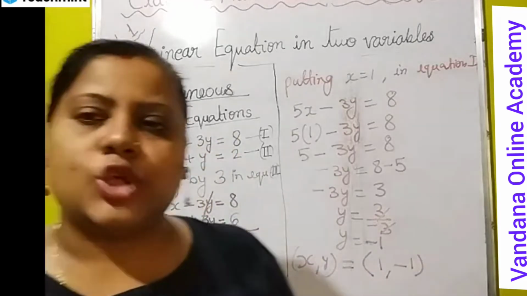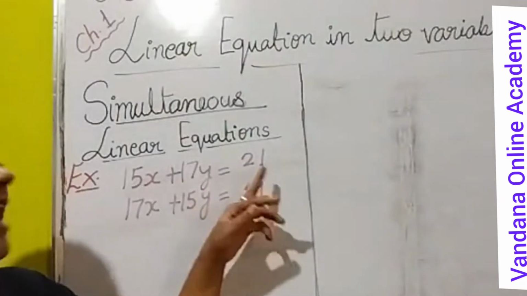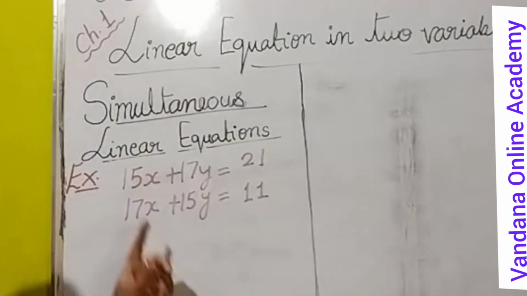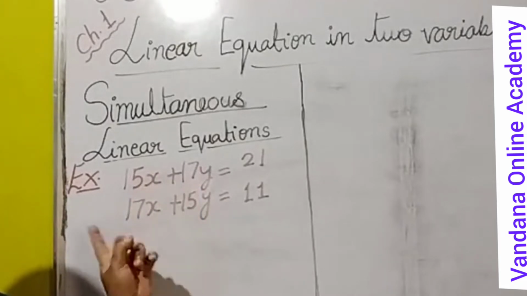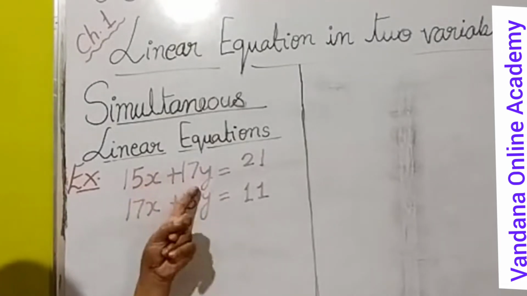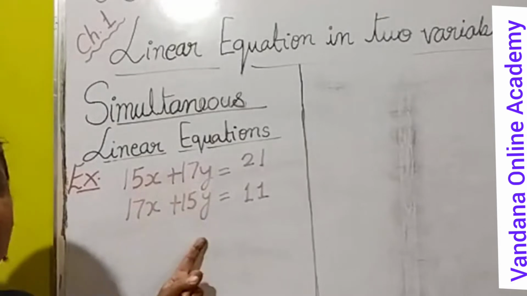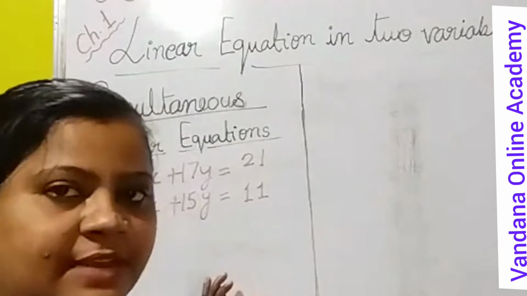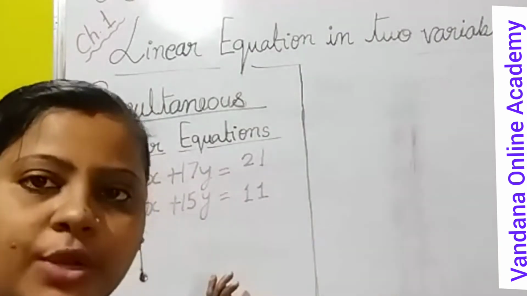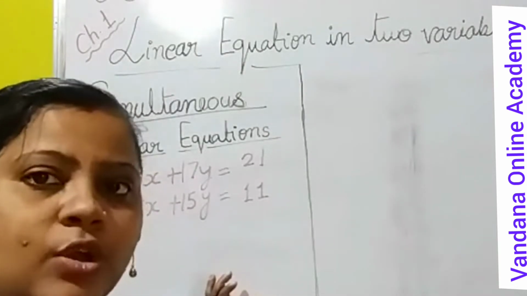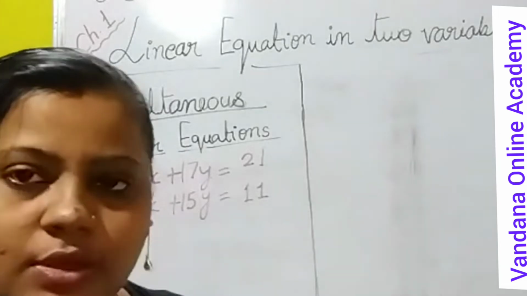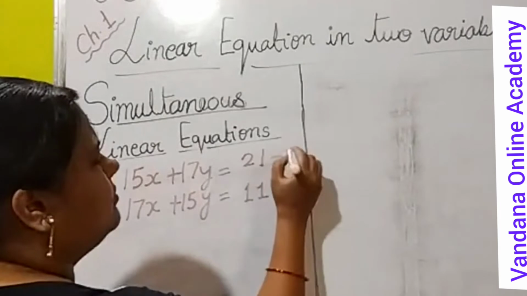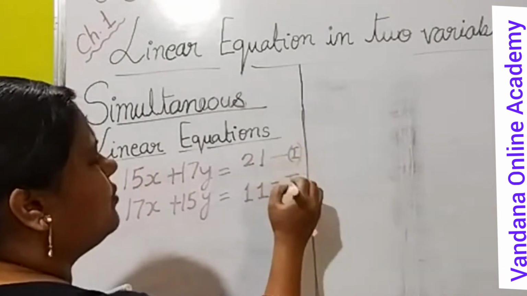Now we will solve another example here. We have taken this question. In this example, you can see the coefficients of x and y are interchanged. Here 15x plus 17y and here 17x plus 15y. So now we will see how we are going to solve those kinds of simultaneous linear equations when the coefficients of variables x and y are interchanged. Suppose this is equation 1 and this is equation 2.